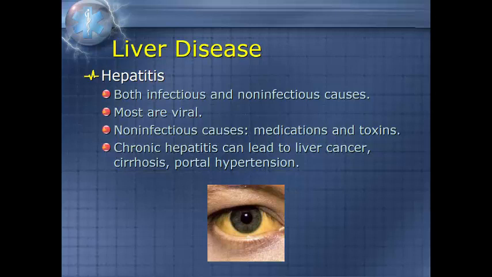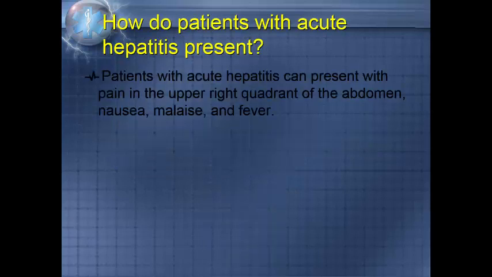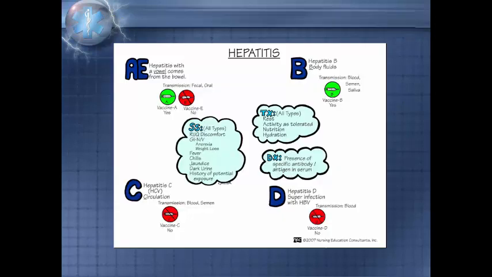Alright, liver disease. So hepatitis, you've got infectious and non-infectious causes. Most of them are going to be viral, but you can have medications and toxins that can cause hepatitis as well. Now, chronic hepatitis can lead to liver cancer and cirrhosis of the liver, which can lead to portal hypertension and ascites. Your patients with an acute hepatitis oftentimes will present with pain in their upper right quadrant of the abdomen, nausea, malaise, and fever. Your different types of hepatitis, your viral.